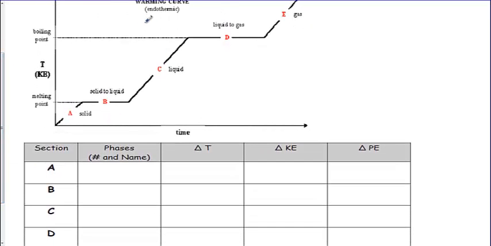And this is the warming curve. It's called endothermic, which we are going to talk about in lesson 4. But endothermic means to absorb energy or take in heat energy.